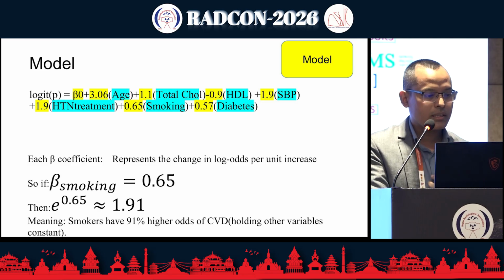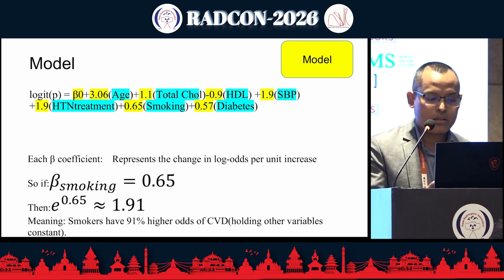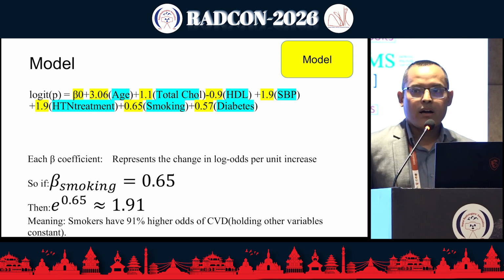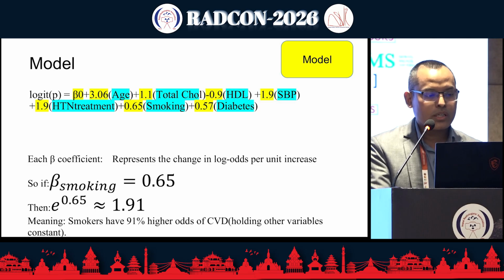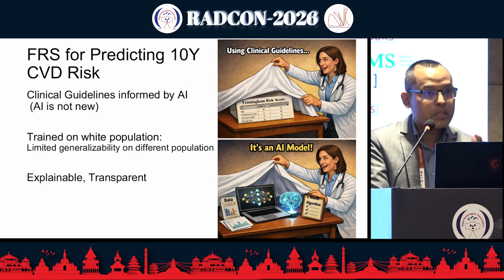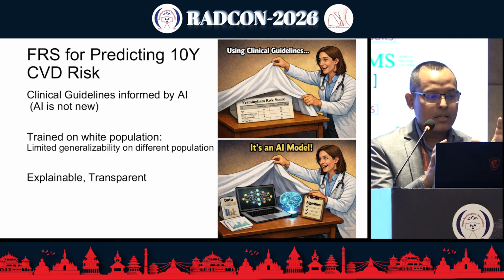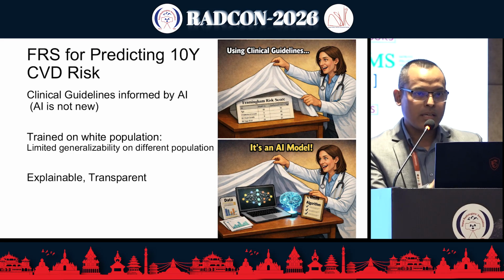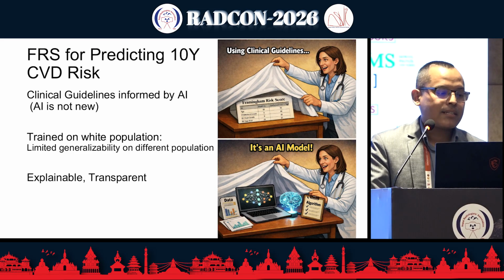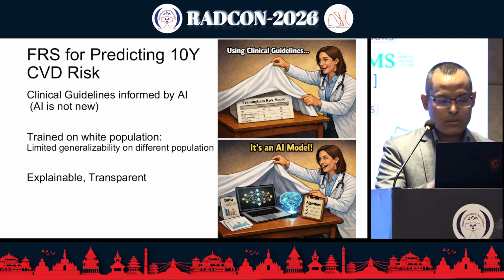For example, for smoking, the number might be 0.65. It tells you that smokers have 91% higher odds of CVD than non-smokers. So this is a very simple example, but again, modern AI systems not only look at these predictor variables, but actually images and pixels, which are much more complex, much more nonlinear, and it's hard to define a combination that gives you a diagnosis. But the overall idea is that you have data, algorithms, and you get a model.